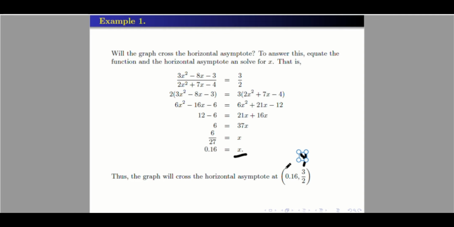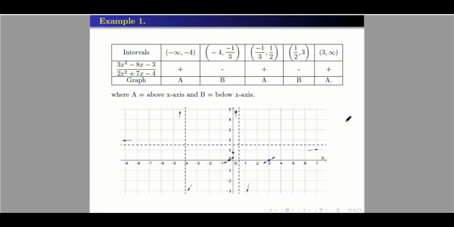our x now is 0.16. Okay, so therefore, yes, the graph will cross the horizontal asymptote at this point. And remember, only once. The graph will cross the horizontal asymptote only once. So meaning the graph will cross here, positive 0.16, so somewhere here, very small. And of course, a 3/2.